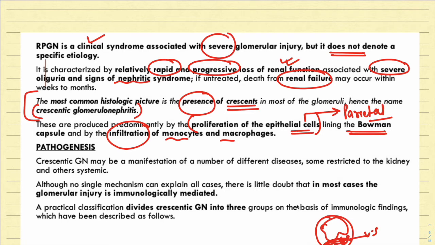Now, we will understand the pathogenesis of crescentic glomerulonephritis. Remember, crescentic glomerulonephritis might be a manifestation of a large number of diseases. Some of them might be primary, limited to the kidney, whereas some of them might be secondary to systemic disorders. Now, although no single mechanism can explain all the cases, there is little doubt that in most cases the glomerular injury is immunologically mediated, because of immune complex deposition. Just remember, it is immunologically mediated in most cases, but not all the cases.